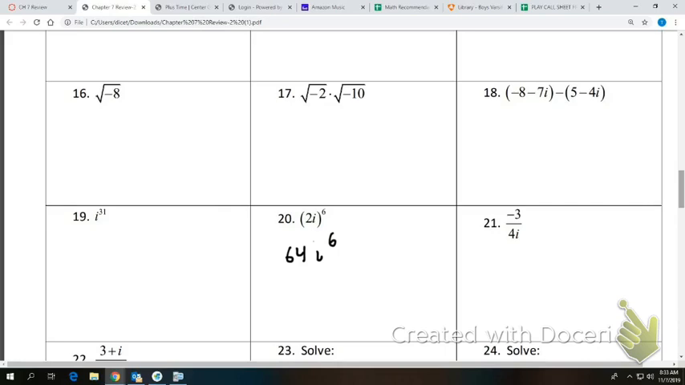i to the 6th. You think I'm okay with i to the 6th? So i to the 6th has an i to the 4th, which is 1, and i squared. Agree? What's i squared, guys? So what's our final answer? Nice, negative 64. Okay.